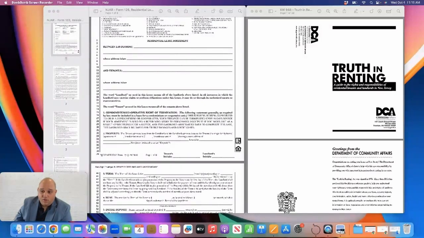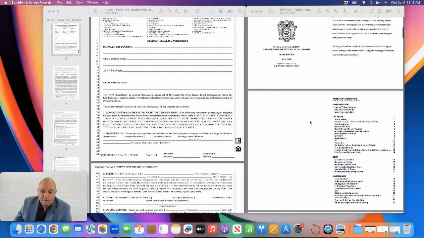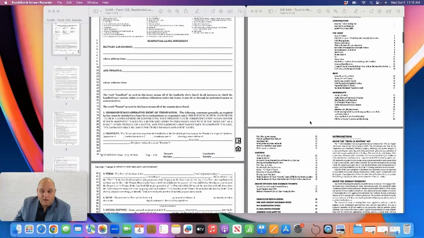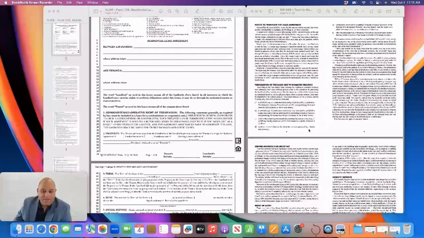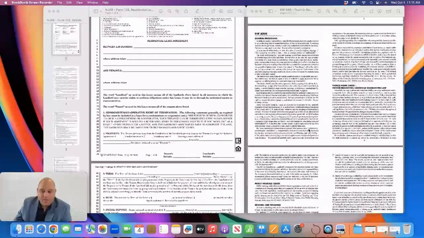This document is called the Truth in Renting. It's from the Department of Consumer Affairs in New Jersey. And this discusses the tenant and landlord rights in New Jersey. So the tenant is to receive a copy of this so that everyone knows from a state perspective the rights of the landlord and the tenant in the lease situation. So I'll link these down below as well.